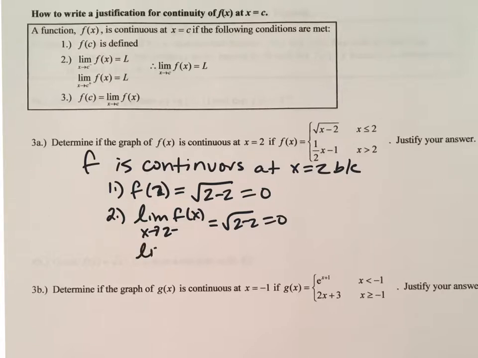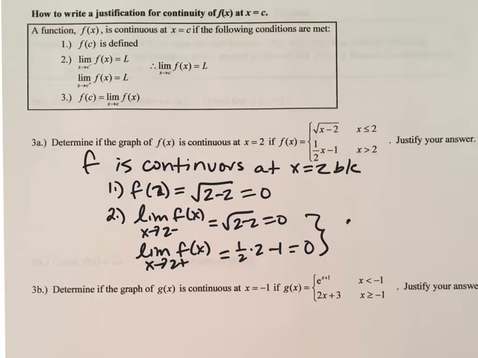And then the limit of f of x as x approaches 2 from the right is equal to, well, now that we're approaching 2 from the right, we're talking about x's that are greater than 2, so we'll use this part of the function definition. So we will take 1/2 times 2 minus 1. Well, 1/2 of 2 is 1, and 1 minus 1 is 0. So we can see that these left-hand and right-hand limits agree.